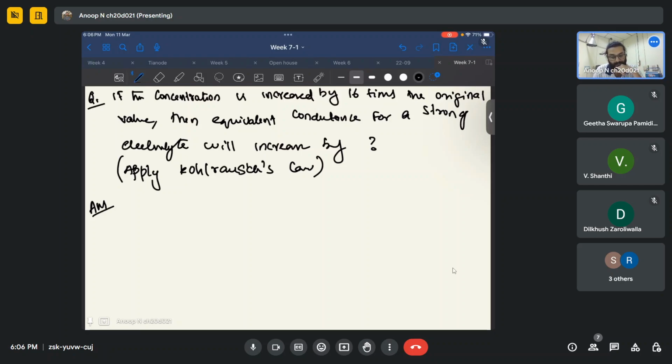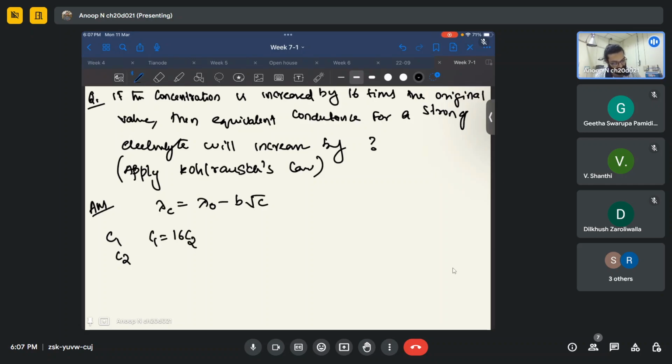So what will be the answer? I think I have solved a similar problem in last class. We have the equation lambda c is equal to lambda 0 minus b root c. Suppose initial concentration is C1, then after changing concentration it's C2. C1 is equal to 16 C2.